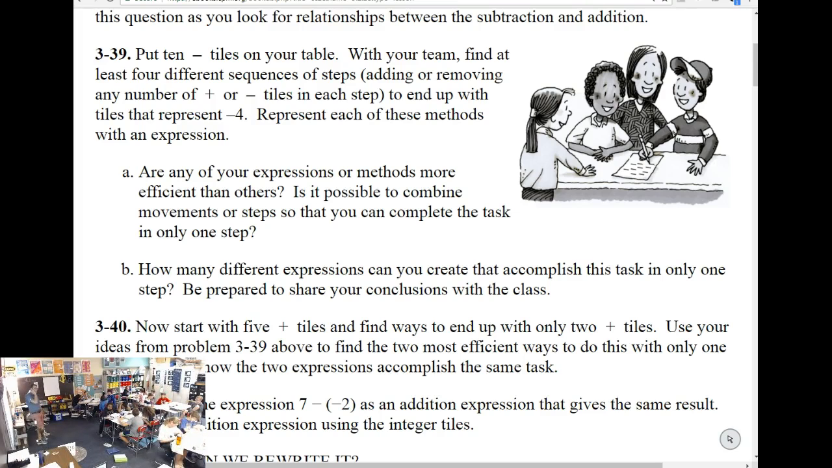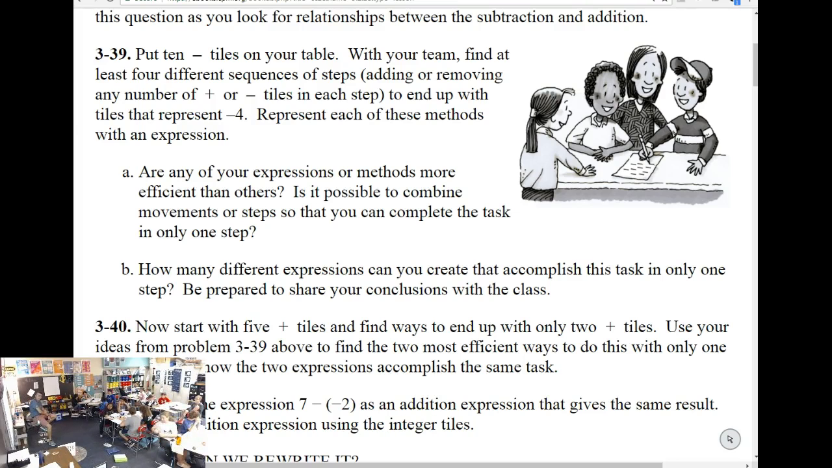So this is why I told you guys to skip 36 in your homework. I had it written over there, but on the screen I told you to skip it. We have not gotten out the integer tiles because it takes a while, and I don't think we really need to. But if you put 10 minus tiles on our table, that would represent -10, or like 2 groups of -5, or however you want to break it up.